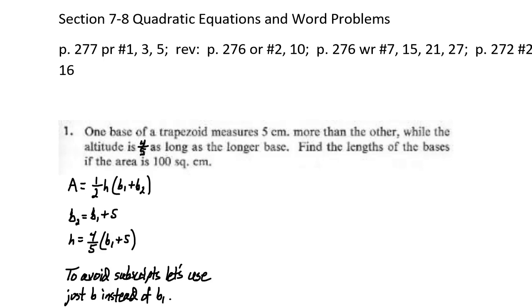Here are the answers for the section 7-8 word problems assignment. Starting with number 1. This talks about a trapezoid. It refers to the length of the bases, and it mentions the word area.